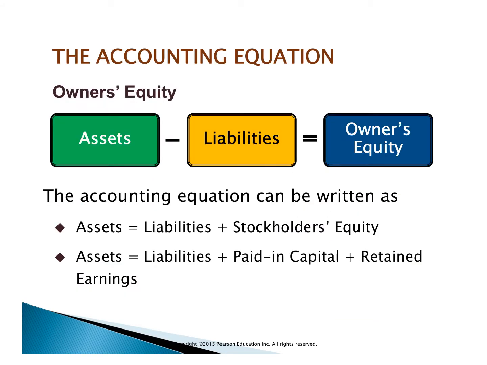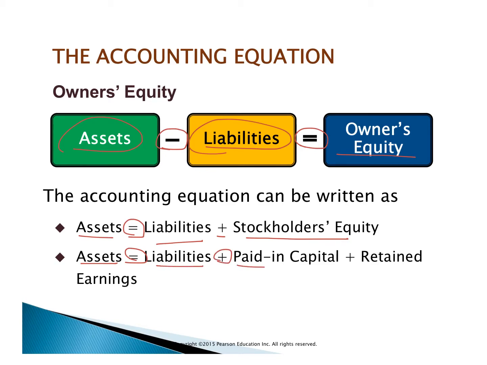Then there's owner's equity. If we take all of the assets and subtract off the liabilities, we are just left with owner's equity. For a corporation, the owner's equity is called stockholders' equity, which is comprised of two parts, paid-in capital and retained earnings. Thus, the accounting equation can be written as assets equals liabilities plus stockholders' equity, or assets equal liabilities plus paid-in capital plus retained earnings.